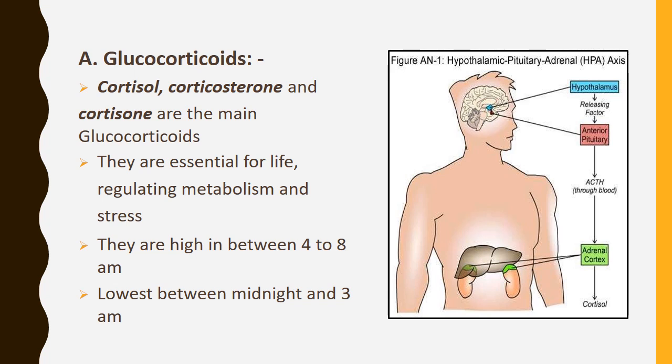Now we will see in detail. First one is the glucocorticoids. In that, there are cortisol, corticosterone, and cortisone. These three hormones are the main glucocorticoids. They are essential for life in regulating metabolism and stress. They are highest between 4 to 8 am and lowest between midnight and 3 am.